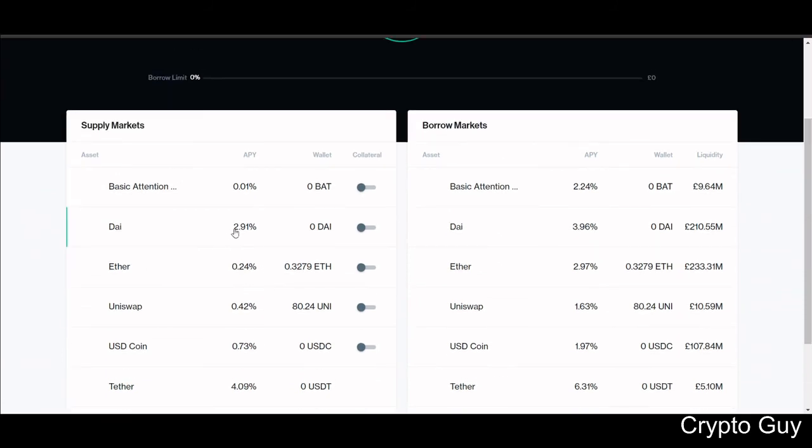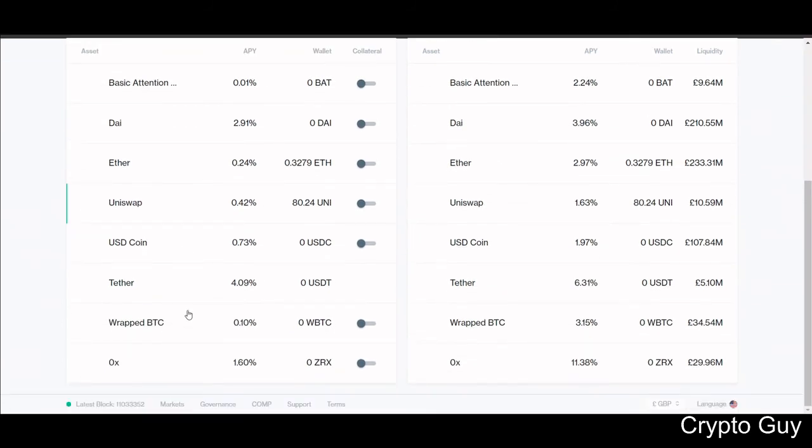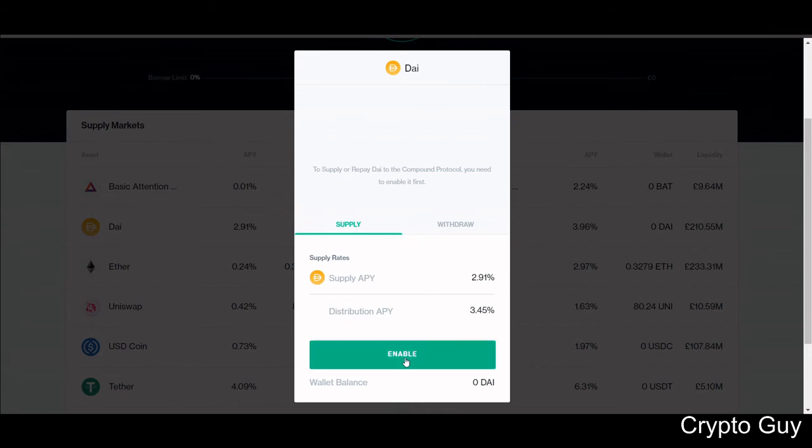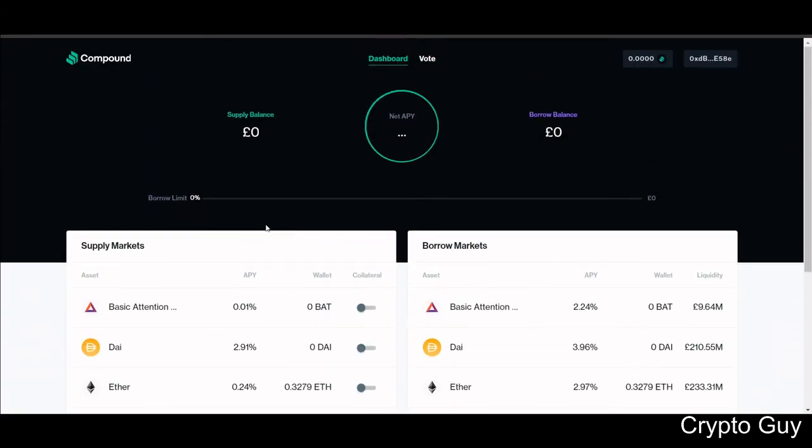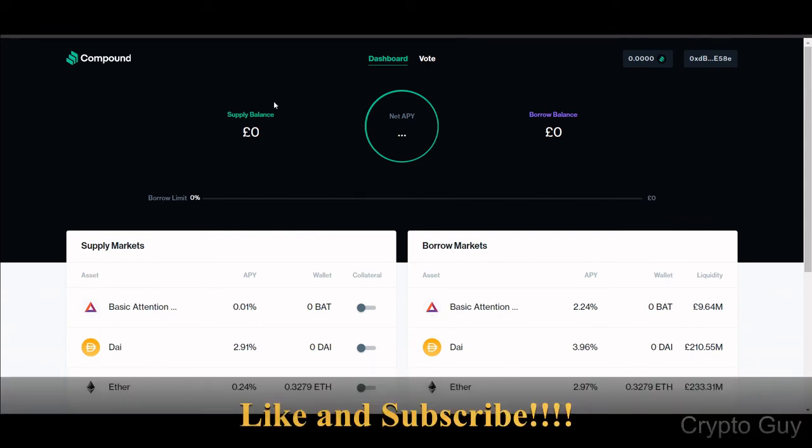Here you can see that you can earn 2.9% on DAI, and there are also other coins like Basic Attention Token, Ether at 0.24%, Uniswap 0.42, and USDT about 4%. So you click on DAI and click enable. Once you click enable, this will send an approval request to your MetaMask. You have to approve it, and then you can add the amount you want, and you can also borrow against that. Once you start supplying, you will see it here and you will see the interest rate here. So this is the second step, how you can make passive income from DAI.